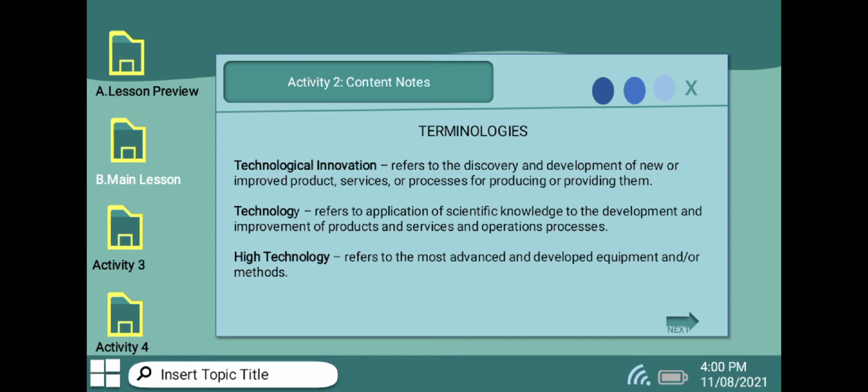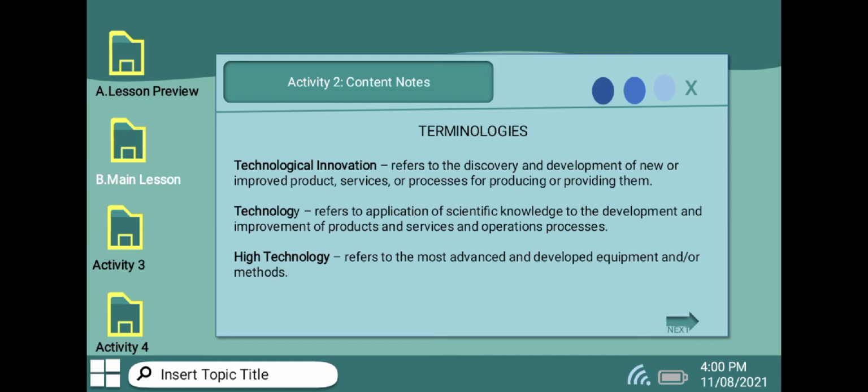Based sa ating module sa SAS 15, technological innovation refers to the discovery and development of new or improved product, services, or processes for producing or providing them. So basically, these are also organizational propositions propounded by disrupting markets, changing the relative importance of resources, challenging organizational learning capabilities, and altering the basis of competition.